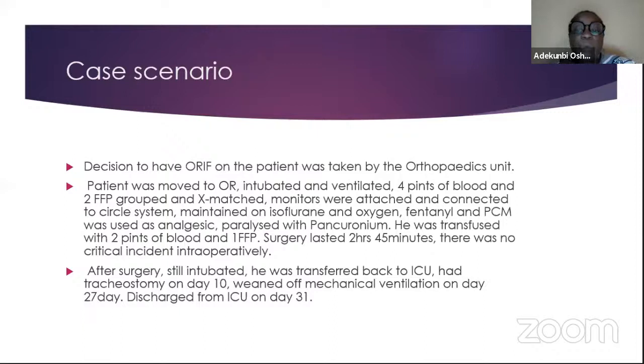After surgery, the patient was still intubated. He was transferred back to the intensive care unit. He had a tracheostomy done on day 10. He was weaned off mechanical ventilation on day 27, and he was discharged from the ICU on day 31. Ten days after discharge from the ICU, he was discharged home finally.